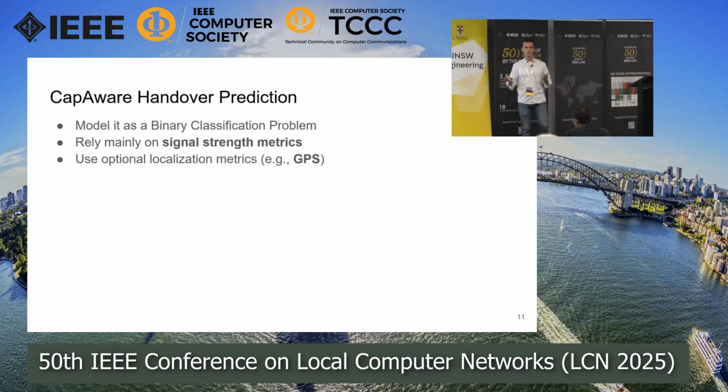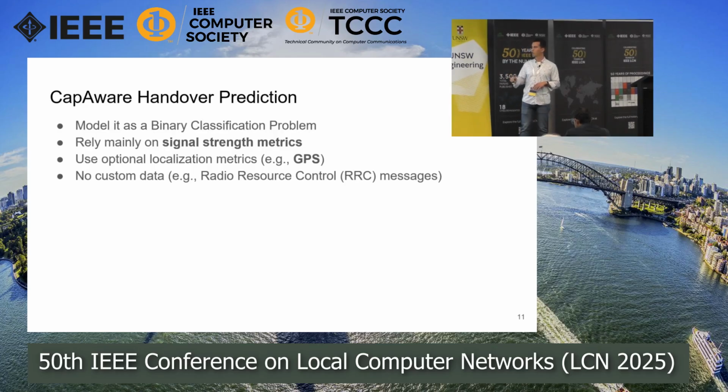If you think about the context of a vehicle, most of the time a vehicle knows its location. But we are not just using latitude and longitude, we are actually using the speed, which I will briefly mention later on. In our model, we don't use any custom data points. There are other papers that claim they can do high accuracy classification by using low-level features like radio resource control messages. But this is not a very portable way of doing this. You can't just do this on a smartphone without rooting the device or going into lower layers.